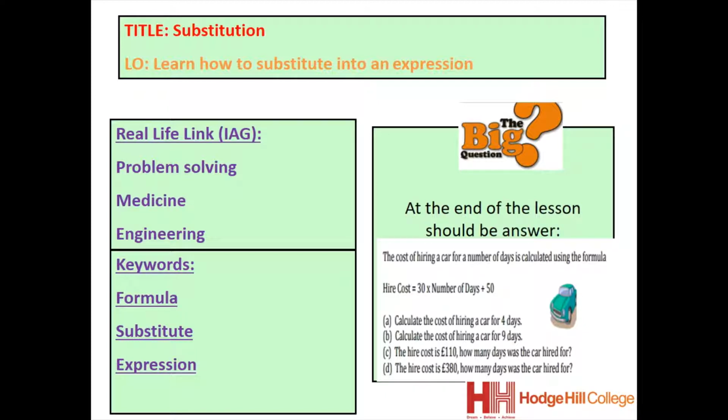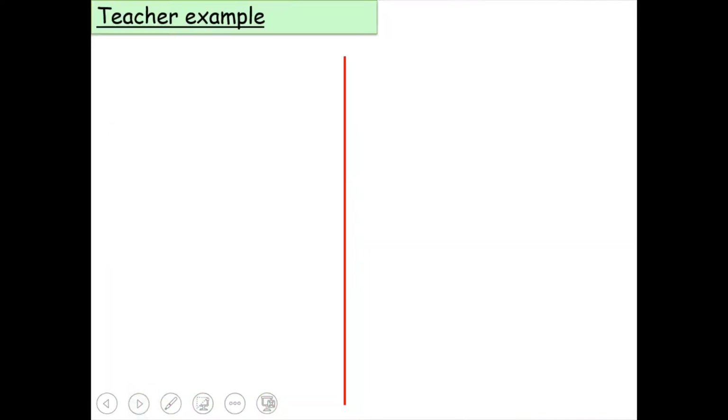For example, if you call out a plumber to your house, they charge you a call out charge, plus the hours they work and any parts they use on top. So they normally use substitution to work out the final bill. What we're going to do is make a start and look at an example.